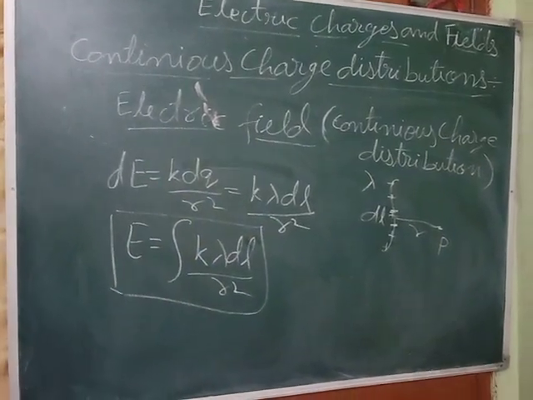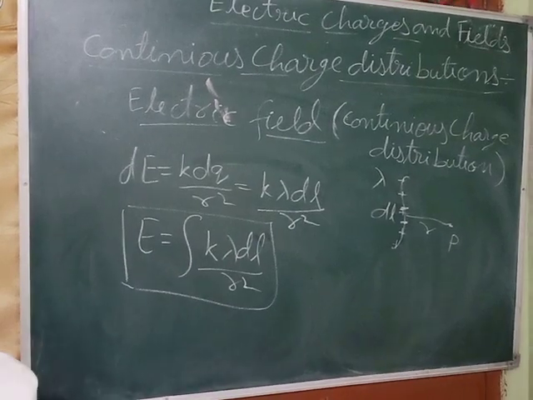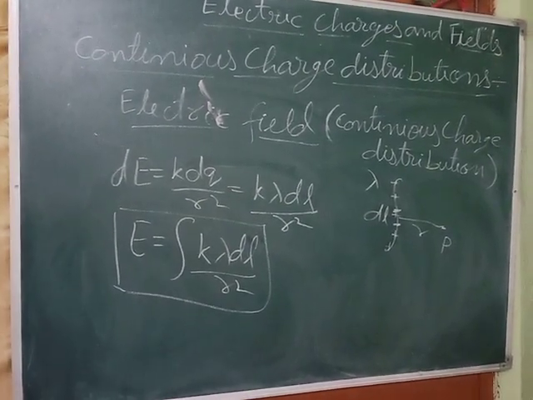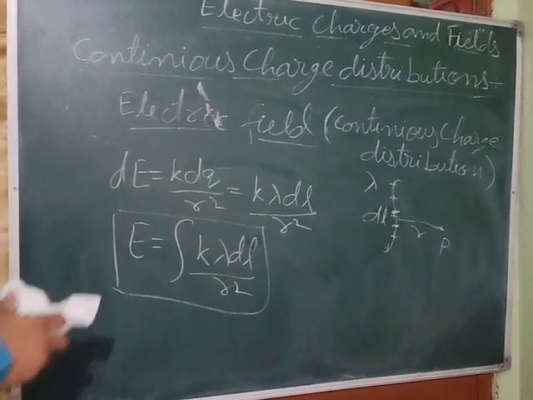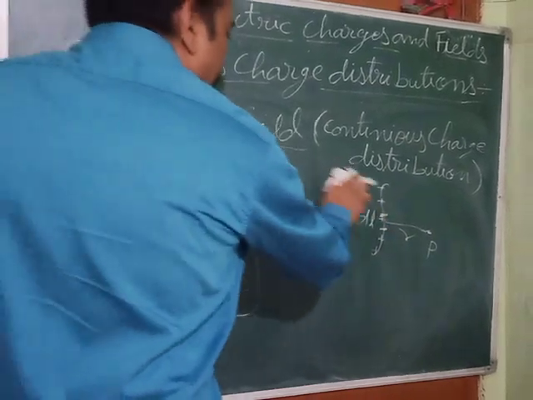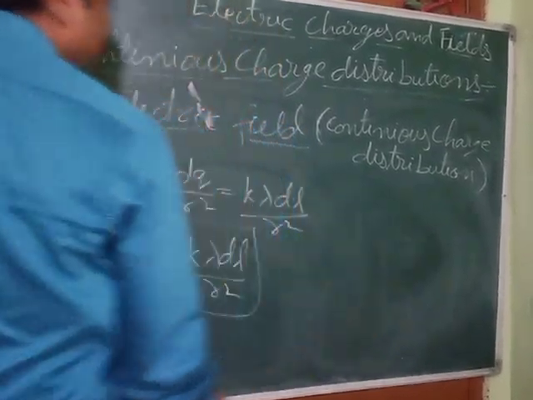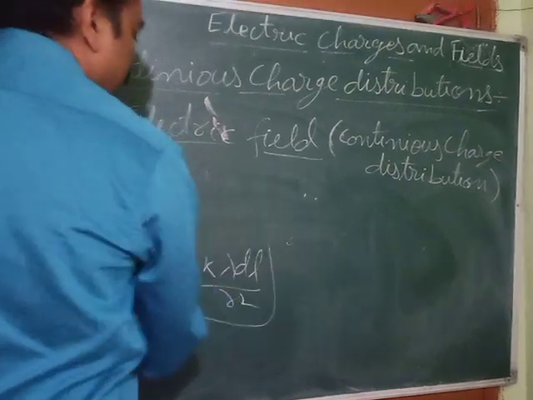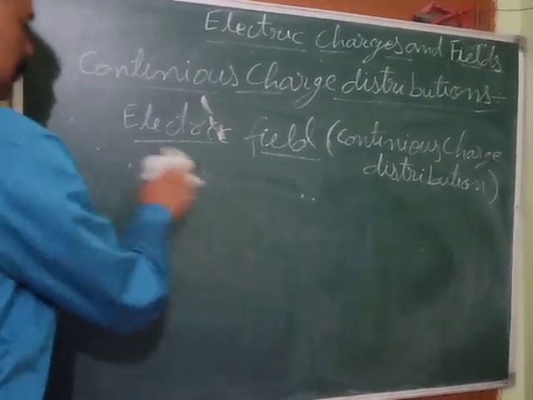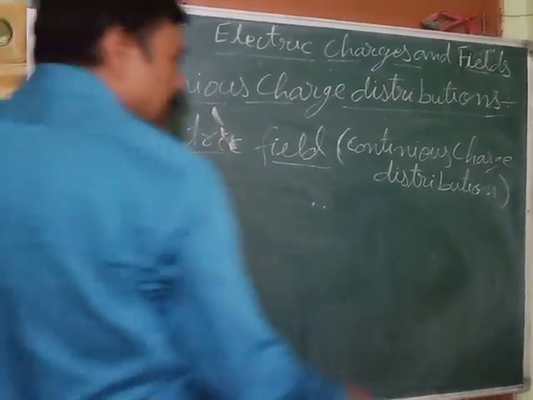Now this is for a one-dimensional body. In case of a two-dimensional body, what do we need to do? Suppose there is a two-dimensional body.